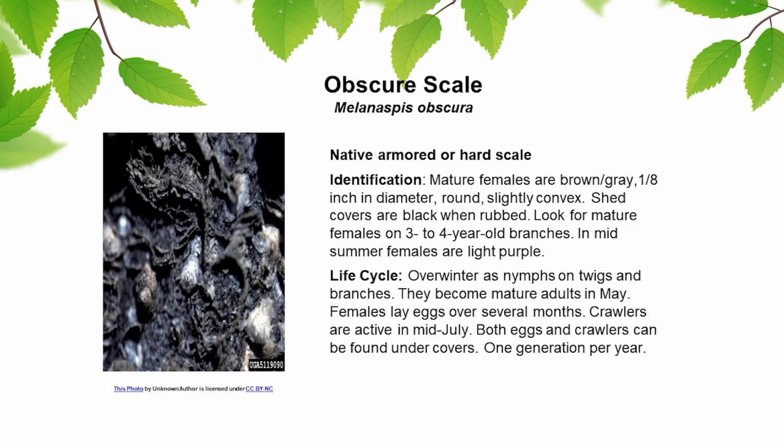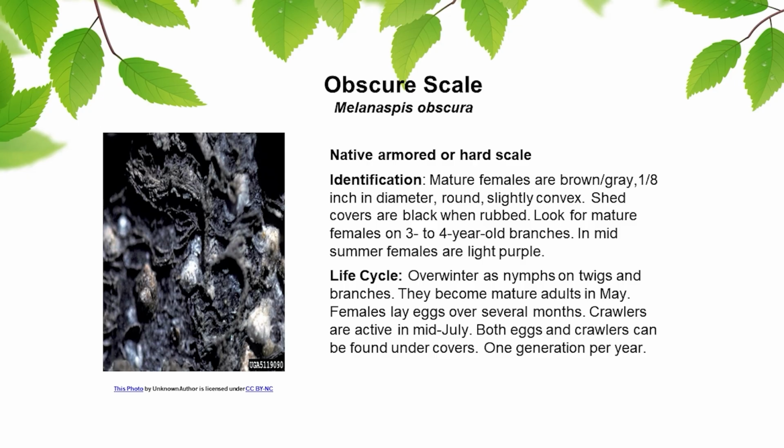Mature female obscure scale are brown-gray in color and 1/8 of an inch in diameter. They are round and slightly convex. Shed covers are black when rubbed. Mature females can be found on 3 to 4-year-old branches. In midsummer, females are light purple.